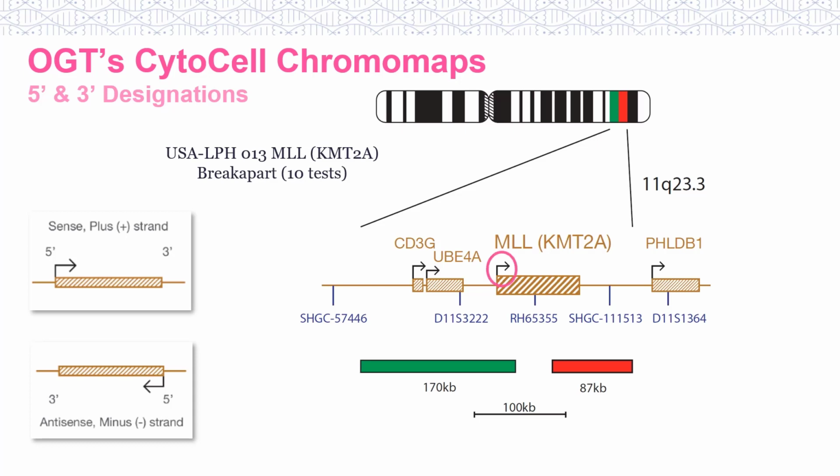As you can see here, the arrow location for the MLL, also known as KMT2A gene, is on the top of the strand and pointing to the right, which signifies it is located on the sense or plus strand of the DNA. This means that the 170 kilobase FITC green probe that is centromeric to the gene is in the 5' position, while the 87 kilobase red probe that is telomeric to the gene is in the 3' position.